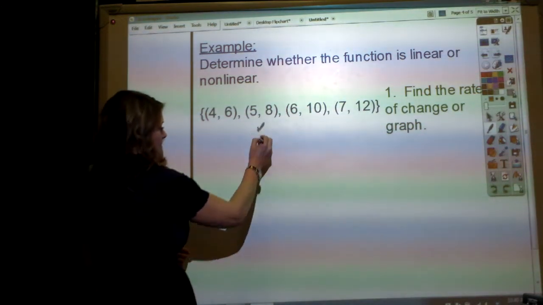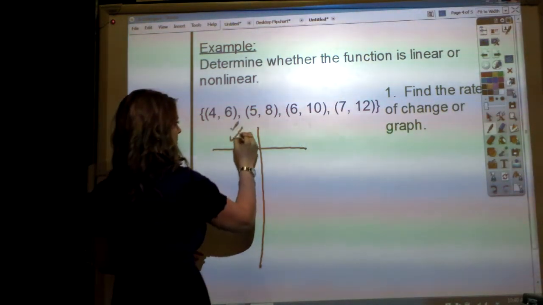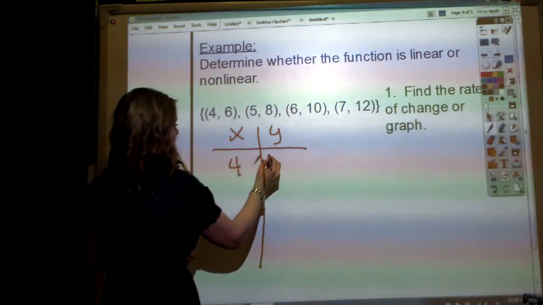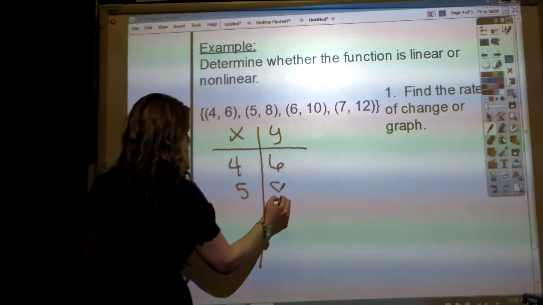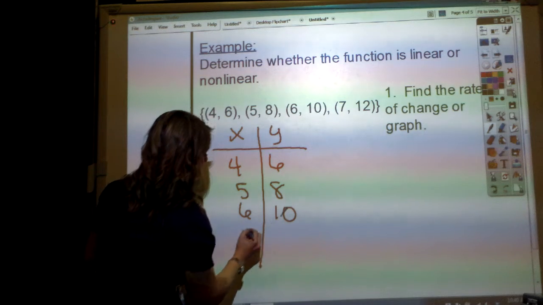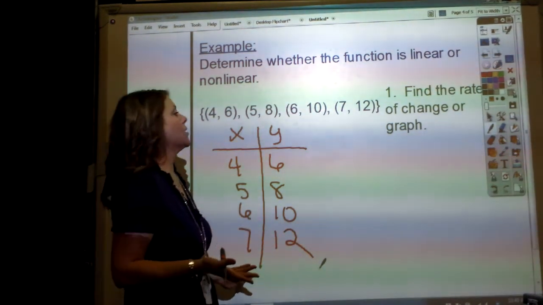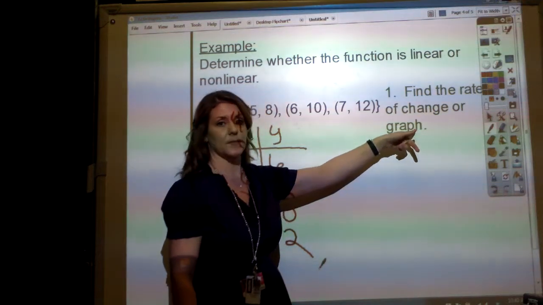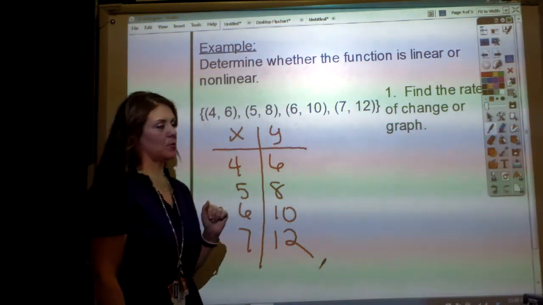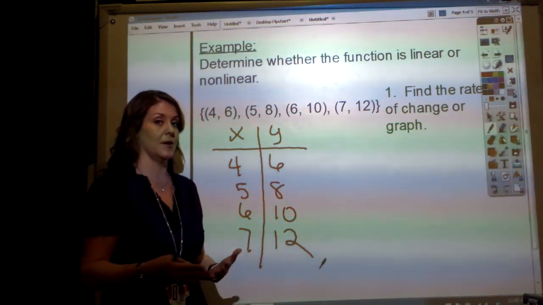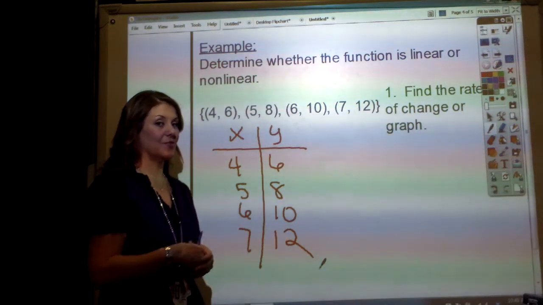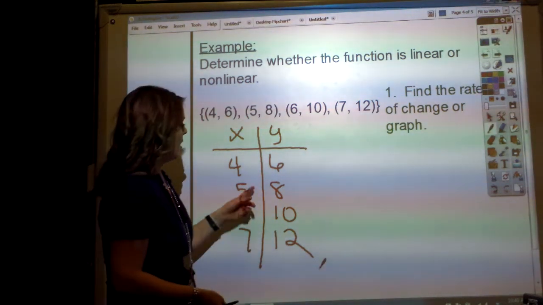You can put them in a table, and look at their rate of change, see if it's constant, or you can graph it. You can graph these 4 ordered pairs on a coordinate plane and see if they make a straight line. Both of those methods will give you the answer you're looking for.